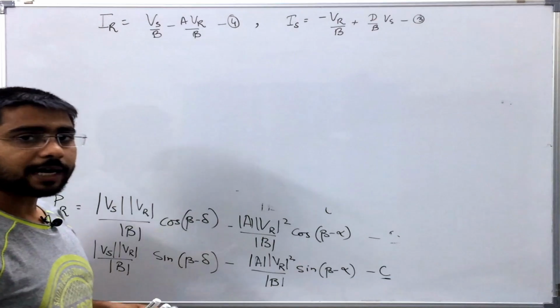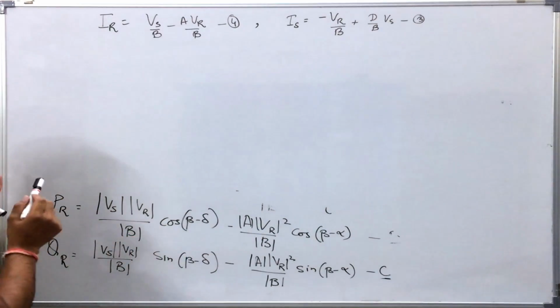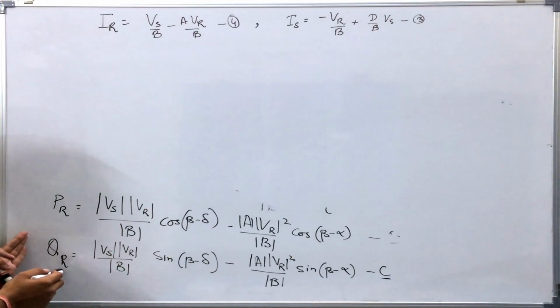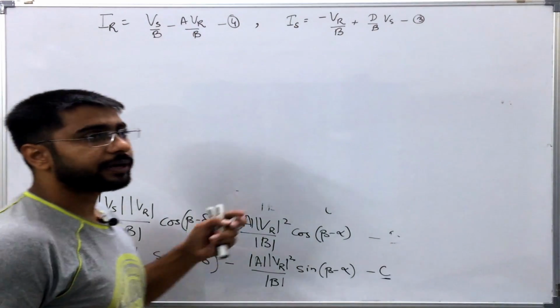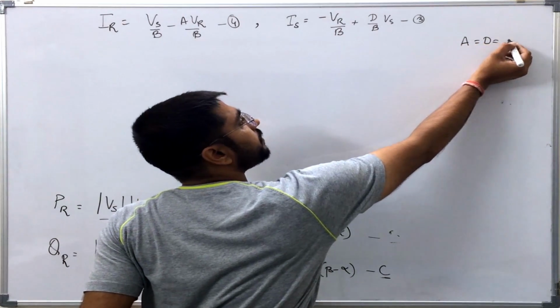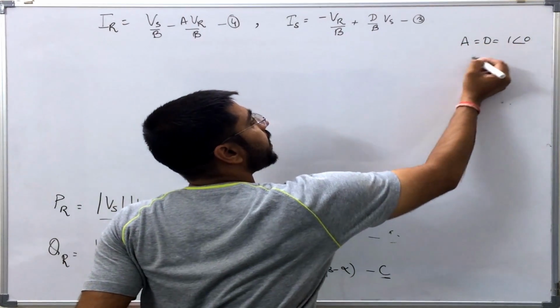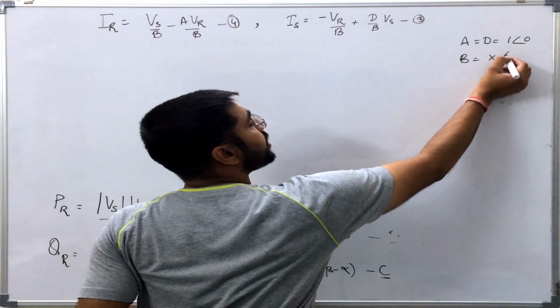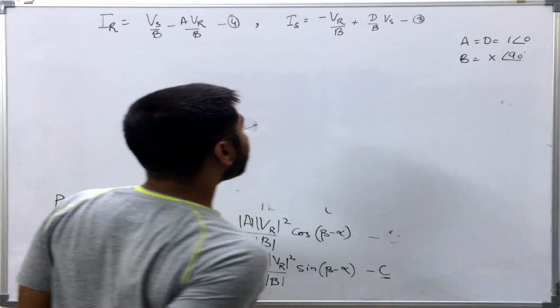Now using these approximations in equation B and equation C, I can further simplify them, which we will see in the next slide. Now let us further simplify the equation for the real power and the reactive power at the receiving end using our approximations, in which I have written A is equal to D is equal to simply 1 angle 0 and B is simply X angle 90 degree.